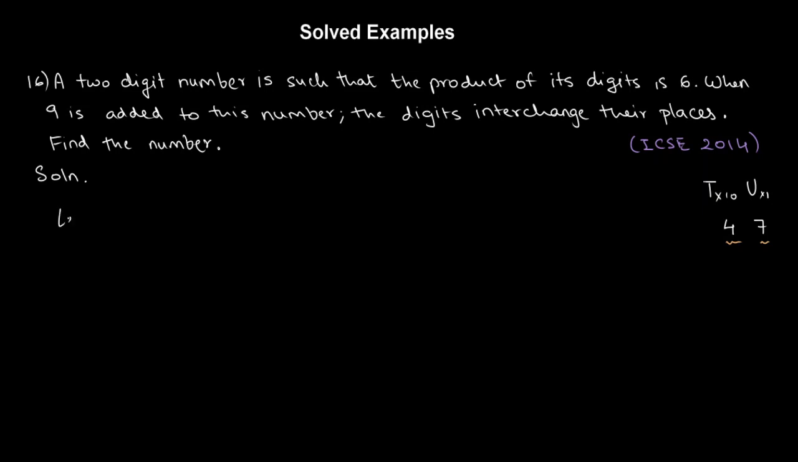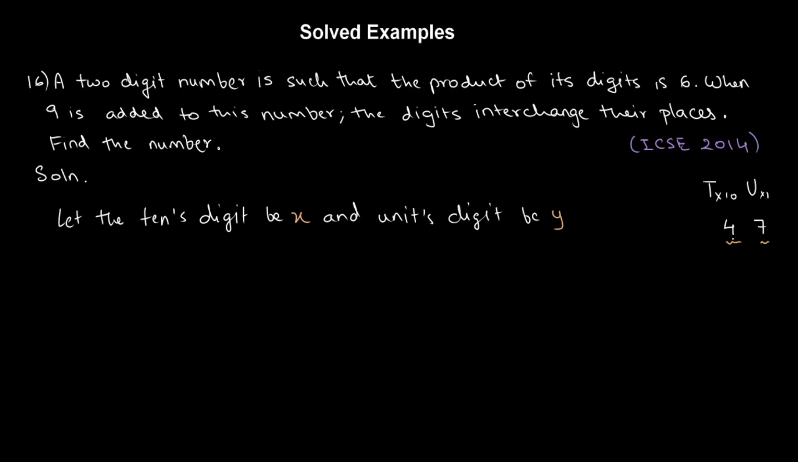So I can say let the tens digit be x, and the units digit be y. Let's take the two variables as x and y. The tens digit is x, the units digit is y.